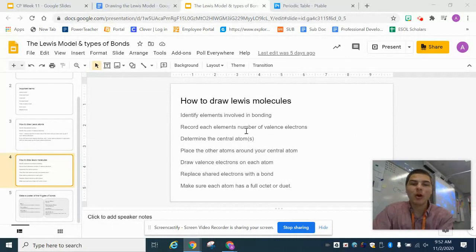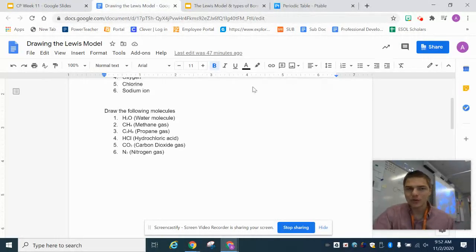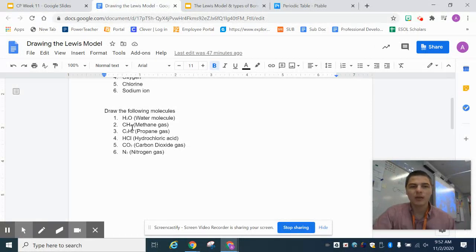Okay, so how to draw Lewis molecules. The first thing we're going to do is identify the elements involved in bonding. So I'm going to go over once again to the homework. We'll do this first atom. So we're looking at H2O.